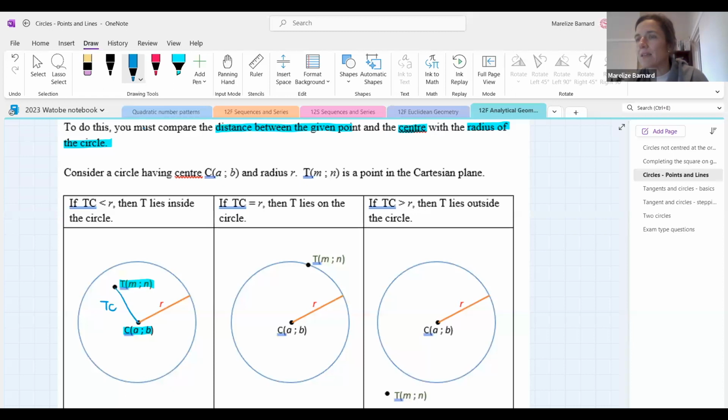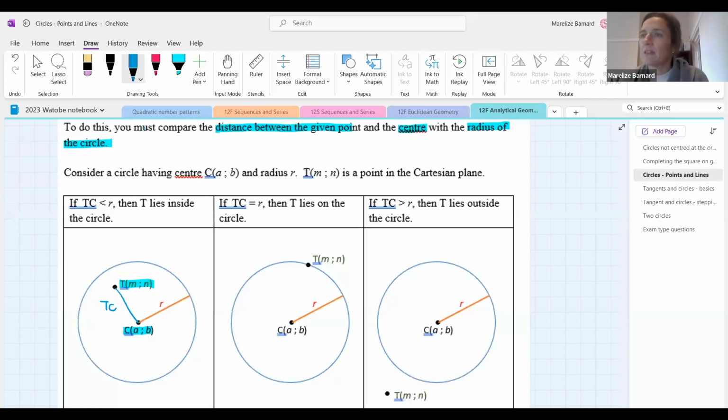So here's our radius, and it kind of makes sense, right? Because if that little piece of line that connects T to the center is shorter than the radius, then it must lie within the circle somewhere. It could be anywhere really within the circle. So that's the first scenario that we might get.